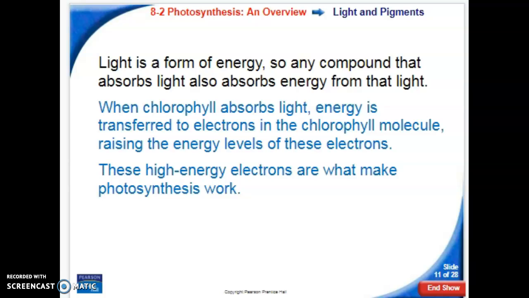Now, what happens is when this light energy hits a plant, this chlorophyll is going to absorb that light. And then what it does is it's going to transfer that energy to the electrons. And this raises, so it produces very high energy electrons. And these electrons are going to be the energy that makes photosynthesis work.